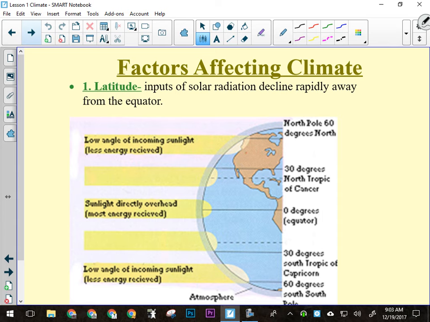If you look at other planets in our solar system, very few have that kind of axial tilt. Uranus is a notable exception because it's actually flopped on its side and rolls along in its orbit like a ball instead of spinning like a top.